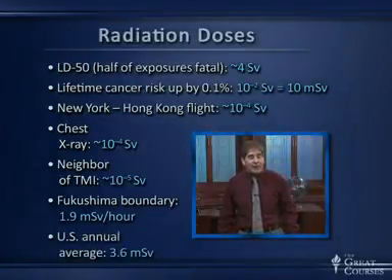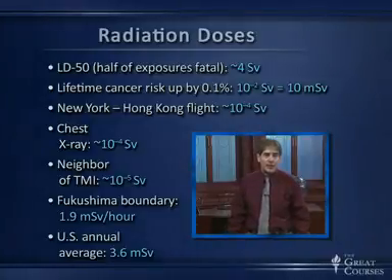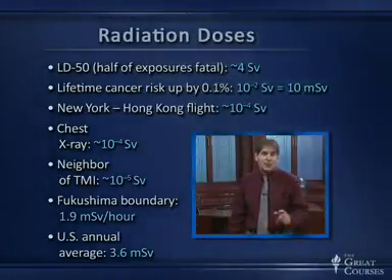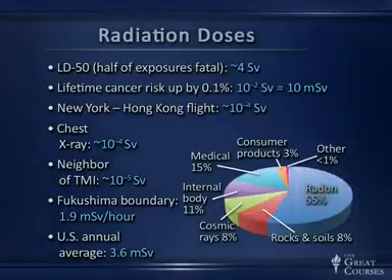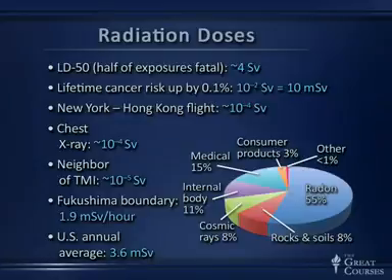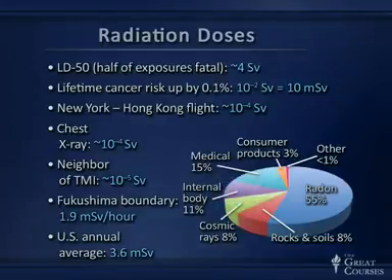U.S. annual average radiation dose amounts to about 3.6 millisieverts, and that comes from a lot of sources. About half of it comes from radon in buildings, this gas that's naturally there from the decay of natural uranium. Rocks and soils contribute another about 8%, cosmic rays about 8%, radiation from inside your own body, mostly radioactive potassium, about 11%. Those are all natural sources.